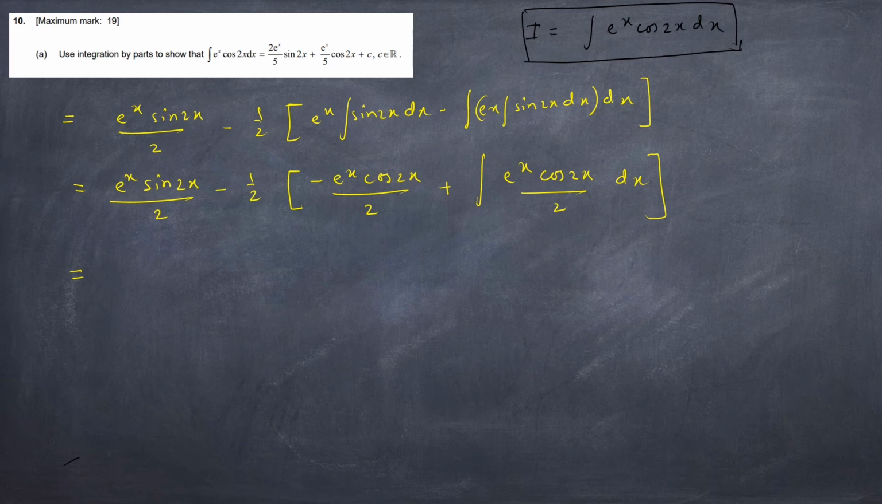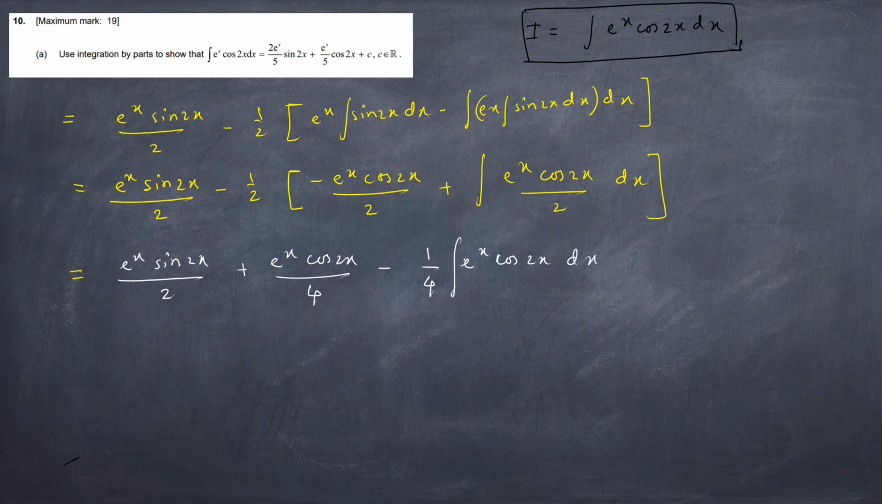So the first part will be same as before, so it is e to the power x sine 2x divided by 2 minus, just we need to multiply all these things, so it will be minus minus plus, and 1 by 2 and 2, that is 4. So e to the power x cos 2x divided by 4, and here it is plus and minus, so minus 1 by 4 into integration e to the power x cos 2x dx. Now just see this part is ultimately I.